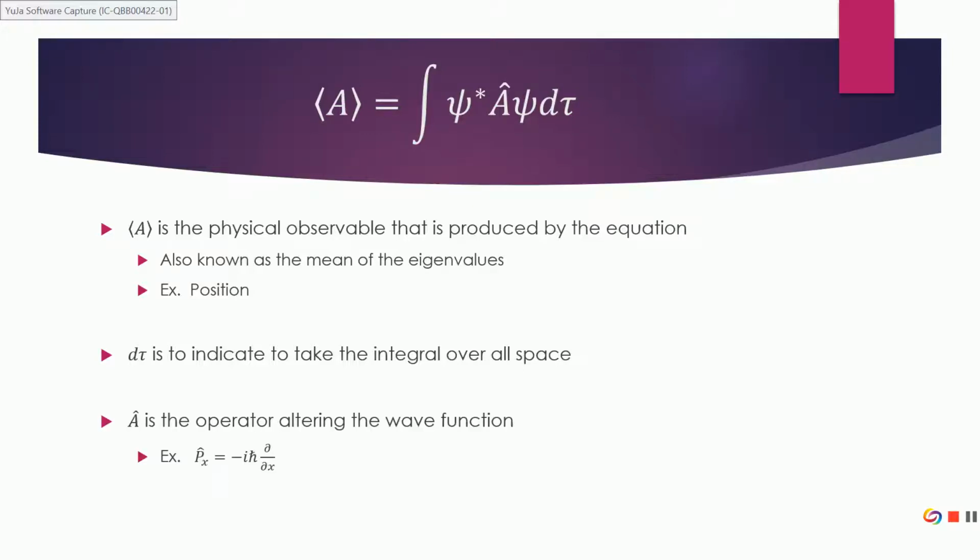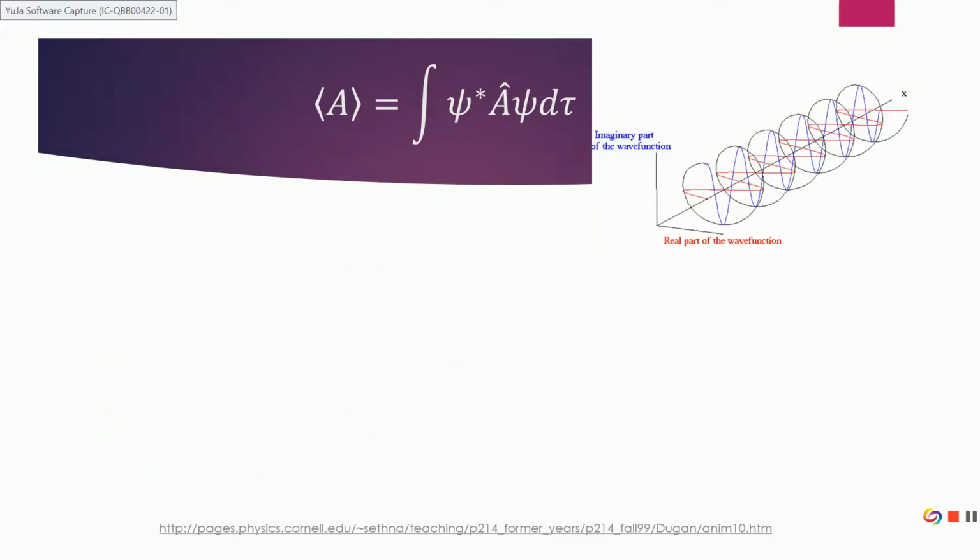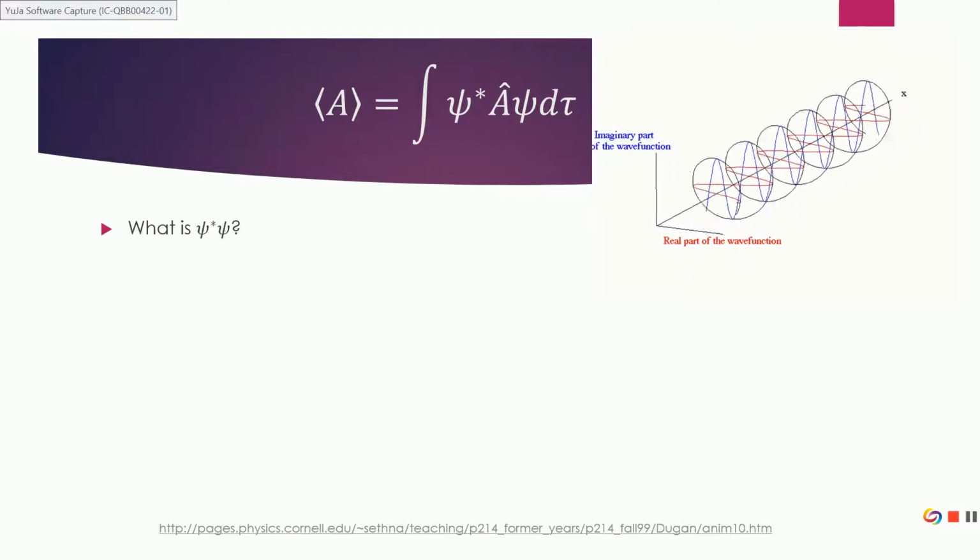And then the A with the hat over it is the operator altering the wave function, which could be the position operator, or we have that whole sheet of operators that we could use. So whatever you want to pick for that day. And then I have a graph. This is the last thing we didn't talk about, which is what the psi star is.